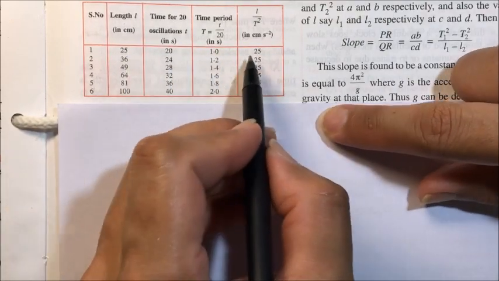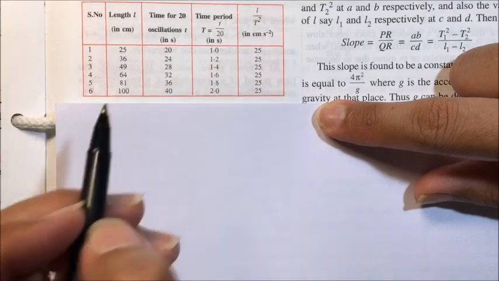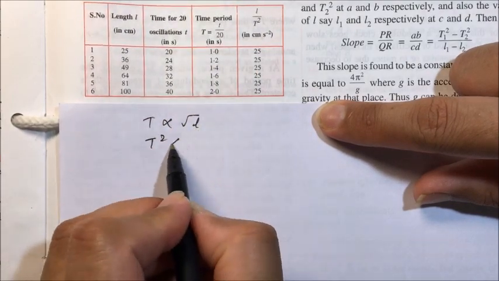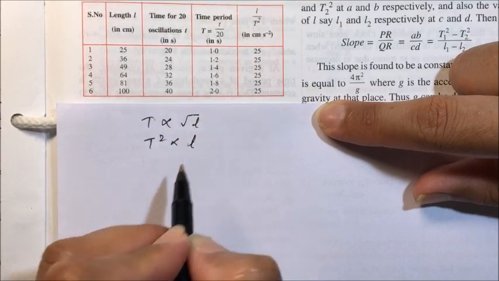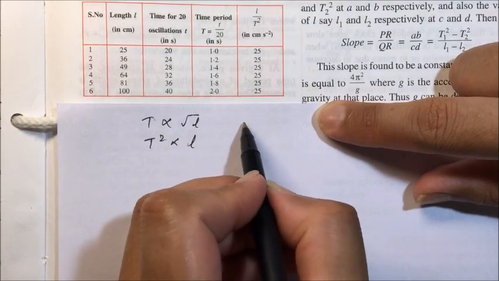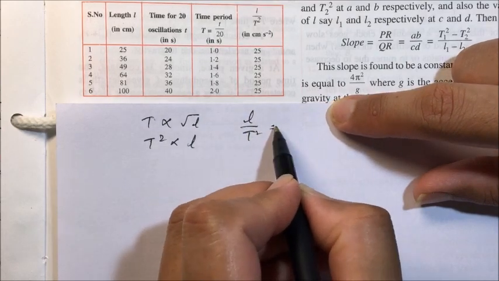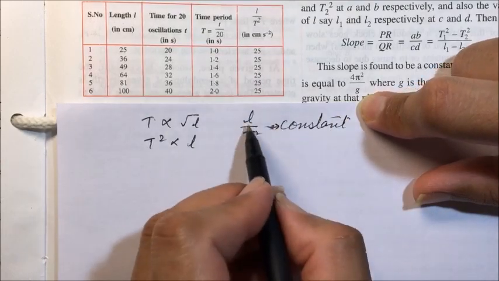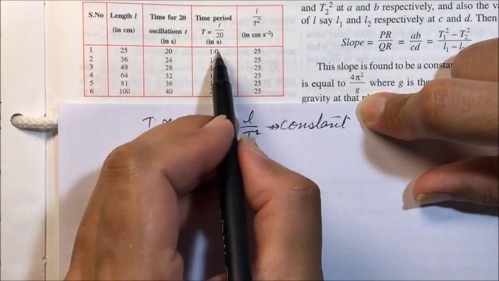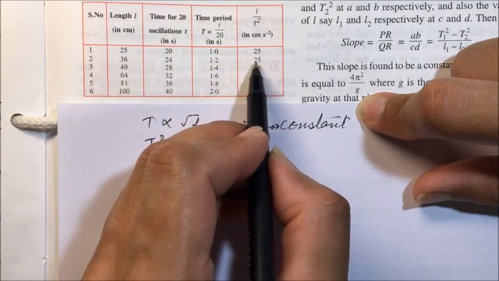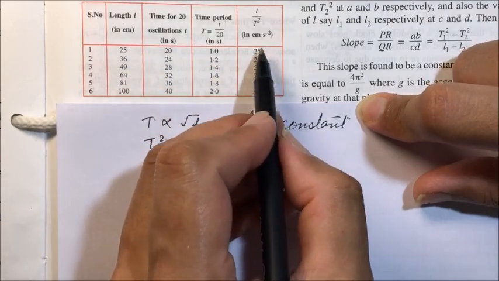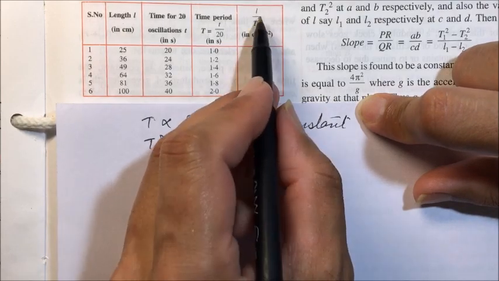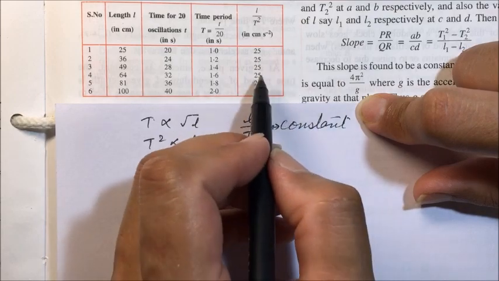Now if we plot L upon T square, as we have seen, T is proportional to root of L, or we can say, taking square on both sides, T square is proportional to L, and if we take L upon T square, it will be a constant. L upon T square is a constant. Now 25 divided by 1, 25. 36 divided by 1.2, 25. We are getting the same value. It is constant, so this doesn't vary at a particular place. L upon T square remains constant at a particular place.